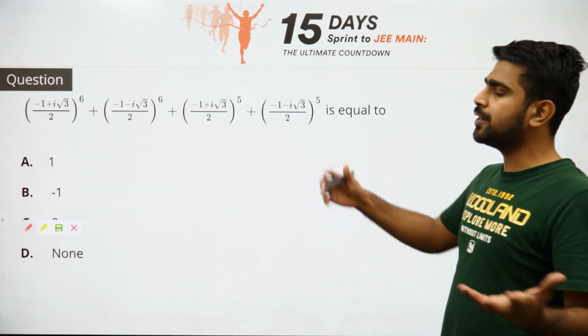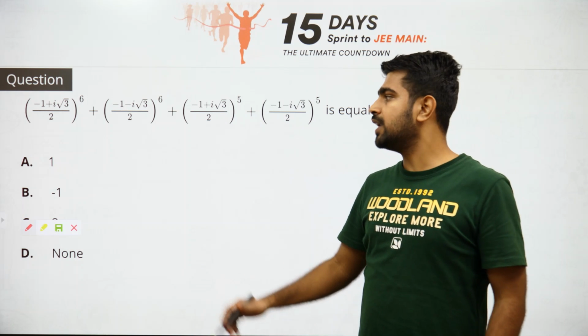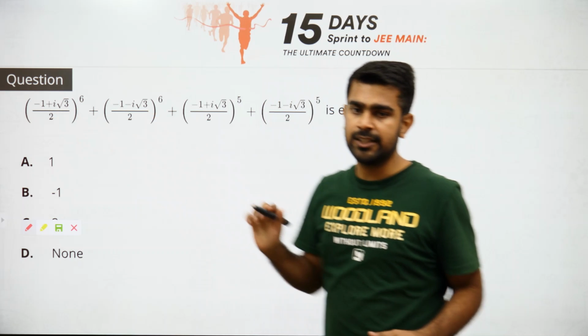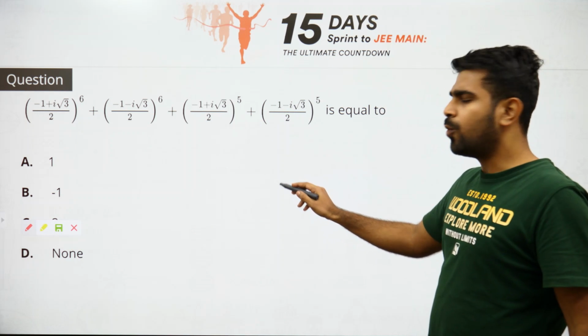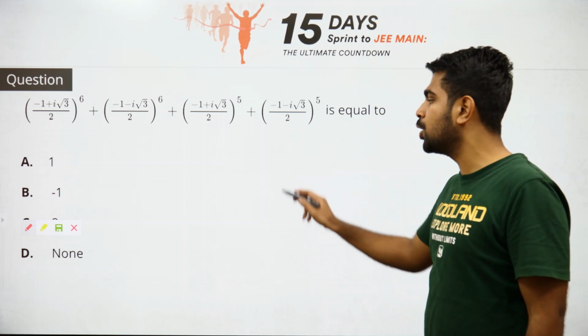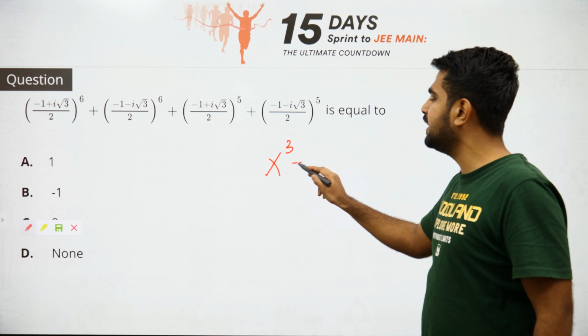How do I figure it out when I don't know the actual representation or reduction of this inside quantity? Okay. So now, what is cube root of unity? Cube root of unity comes from omega and omega square. How do they come from, guys? Let us derive it quickly.